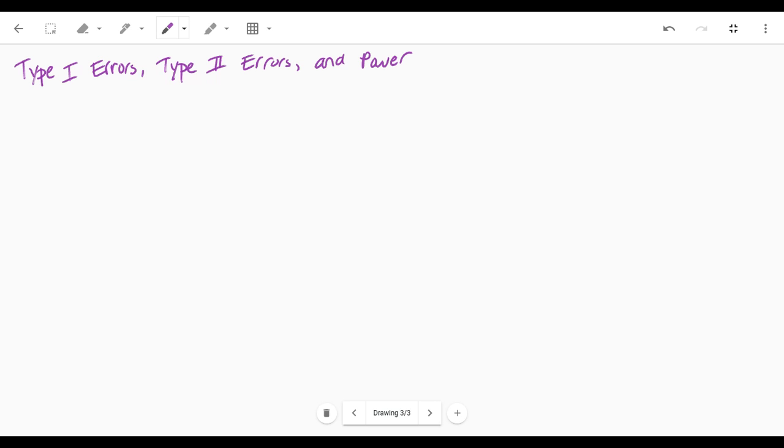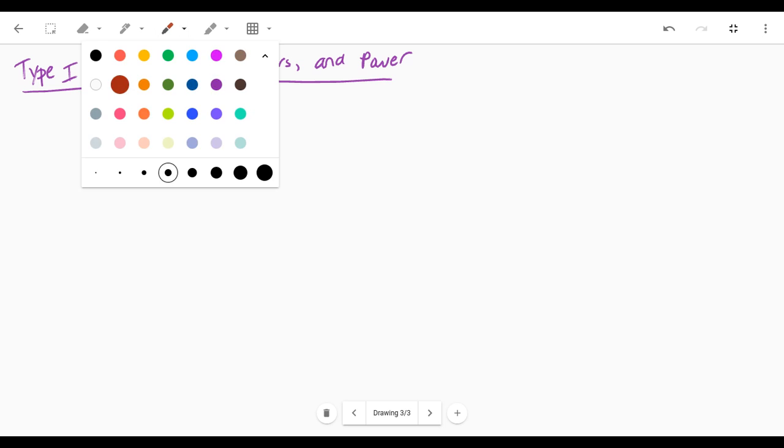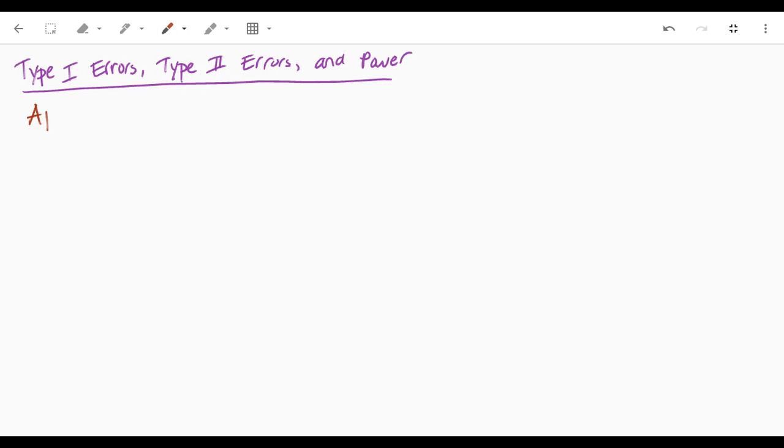Okay, we are going to talk type 1 errors, type 2 errors, and power. So let's start by saying we own an apple pie company, and our apple pie company gets shipments of apples that come on a huge truck. We have to decide if each big truck that comes in, if we're going to accept that shipment of apples or if we're going to reject it.